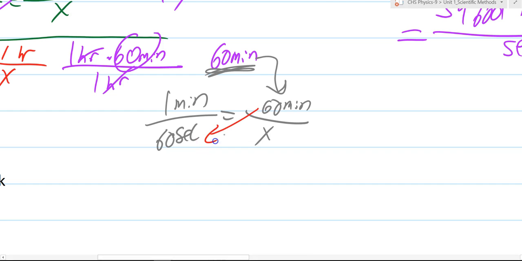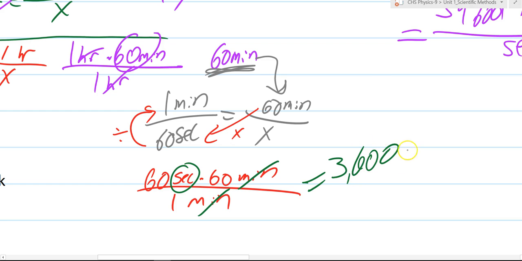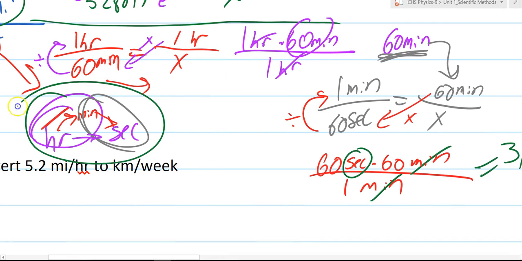So we're going to do 60 times 60 divided by the one that goes with x. So I got 60 seconds times 60 minutes over 1 minute. The minutes go away. I'm left with seconds. 60 times 60, that's 3,600, and then it would be seconds. Okay? I've done this whole thing here.